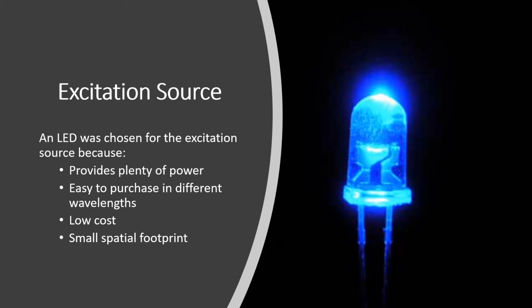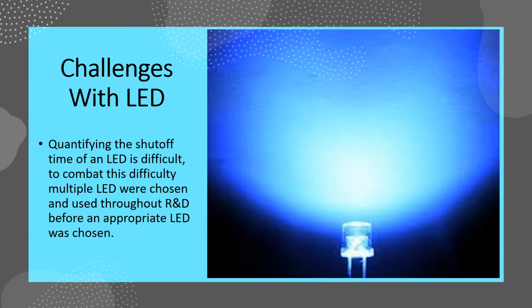We chose an LED because it provides plenty of power for the purposes of our experiment. They are easy to purchase in different wavelengths. This is important because fluorescence exerted from a material is on a bell curve in terms of the wavelength by which it is excited. They have very low cost, so you could purchase many different LEDs of different wavelengths, and they provide a very small spatial footprint, which allows us to maintain a very compact design of the project. So the challenges that come with choosing an LED as your excitation source manifest themselves as quantifying the shutoff time of that LED.